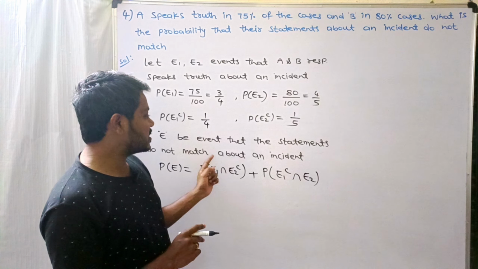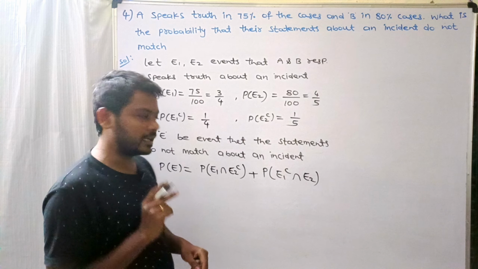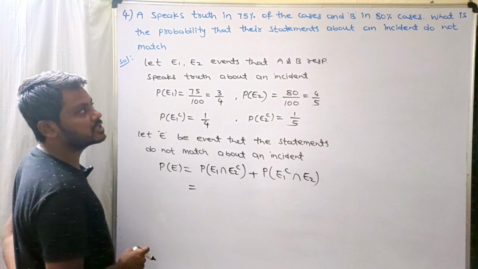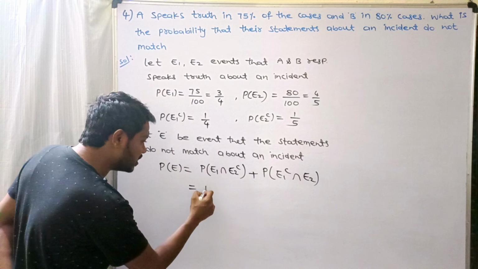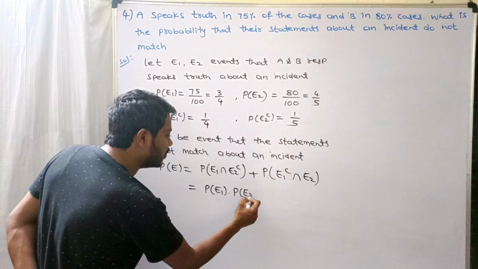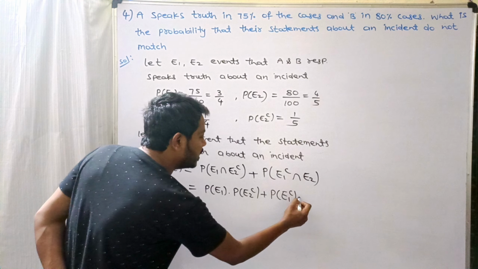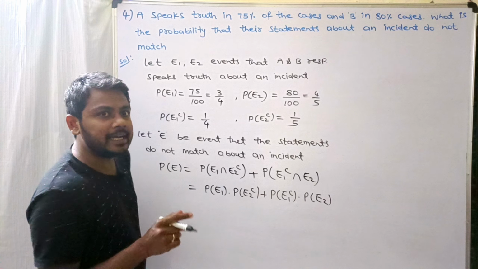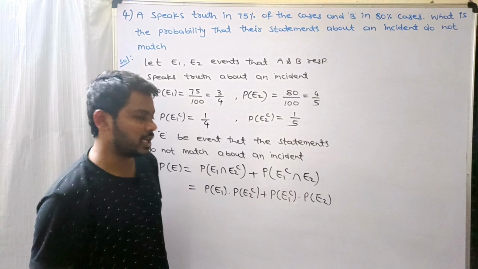Okay. So because of the given, the statements do not match about an incident. Now, the given events are independent events. So we can remove the intersection and write the multiplication. That is P of E1 into P of E2 complement plus P of E1 complement into P of E2. This is by definition of independent events.